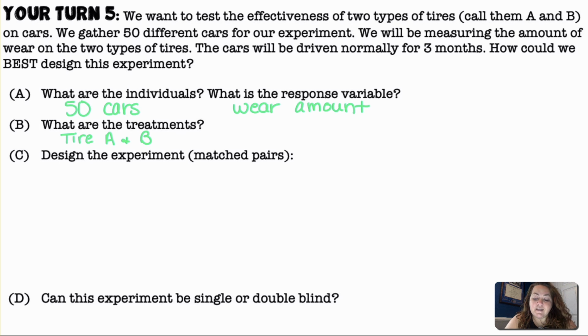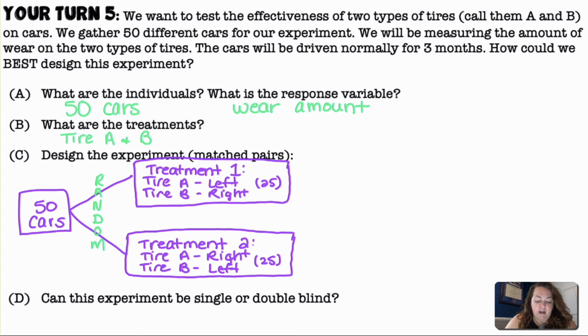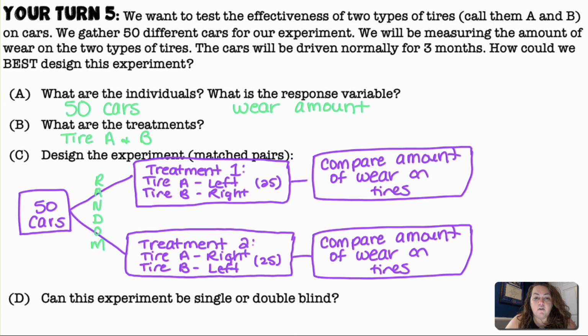All right, we're going to design this as a matched pair. So we're starting with 50 cars. We are going to randomly assign them to treatment 1 and treatment 2. So treatment 1 is going to get tire A on the left side, tire B on the right side. And treatment 2 is going to get tire A on the right side, tire B on the left side. All right. And I'm going to compare the amount of wear on the tires for both groups. Okay. And then I may compare treatment 1 and treatment 2. It just kind of depends on the variables.